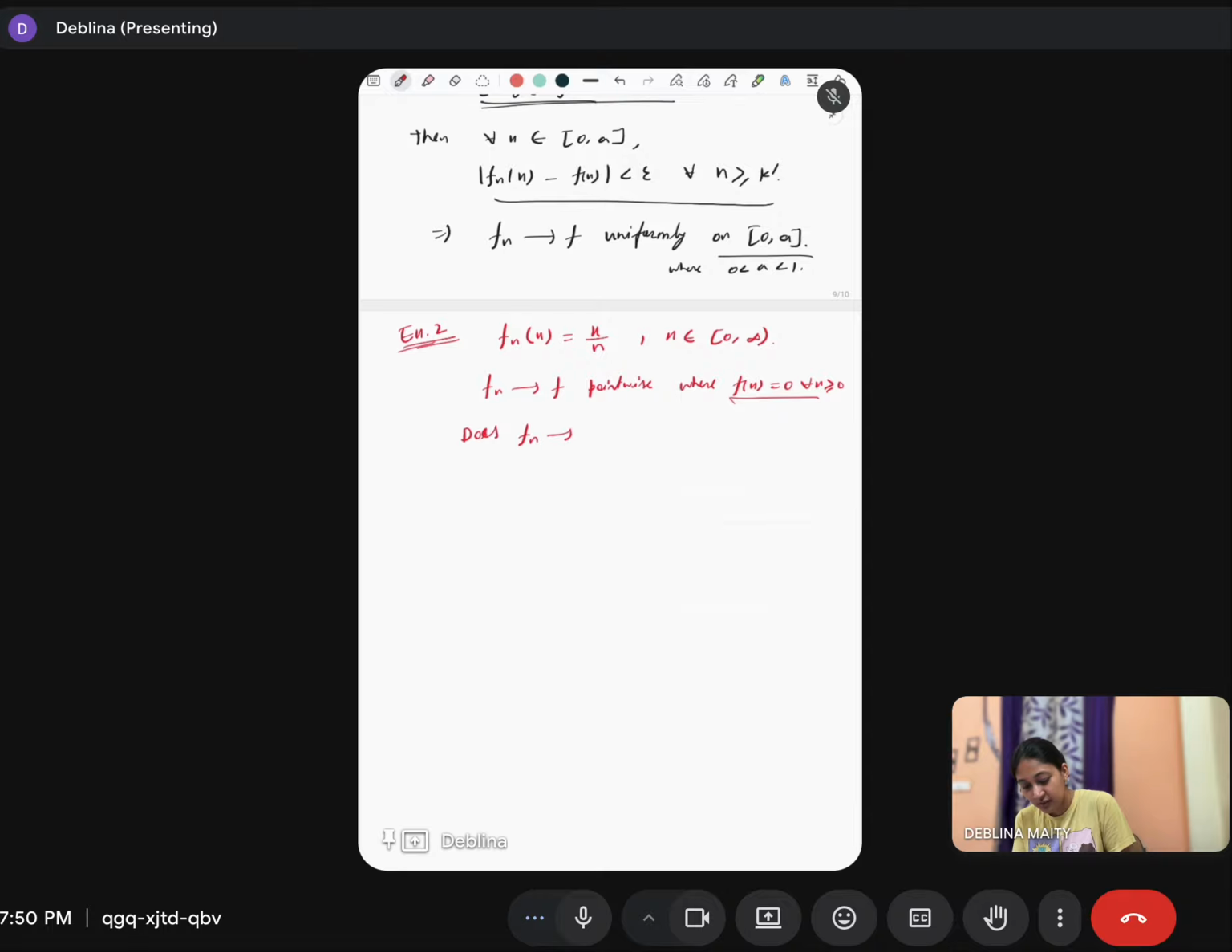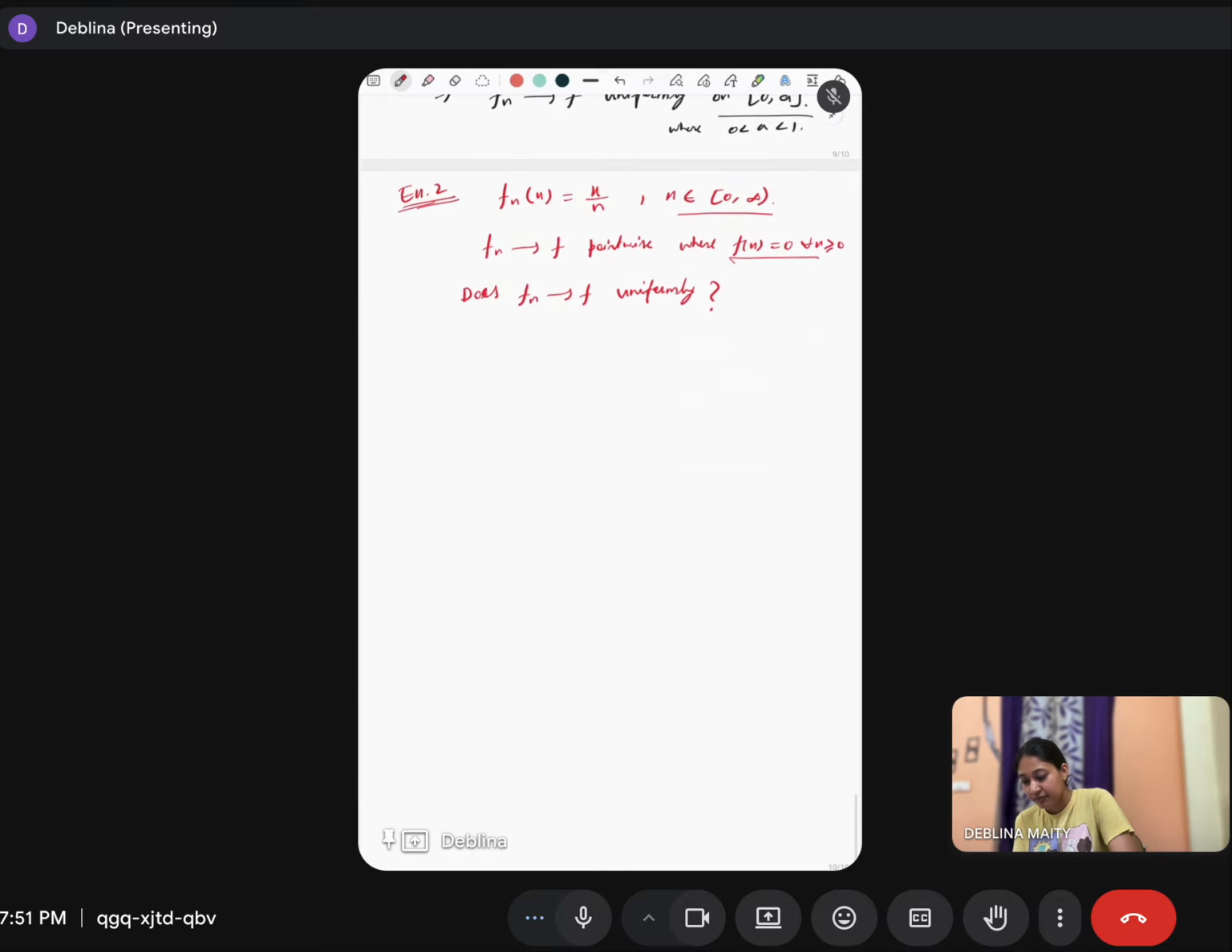Converges to f uniformly, and if not, where it is uniformly convergent. If it is not uniformly convergent in the whole domain 0 to infinity, then can we find a subportion of this interval where it is uniformly convergent? We'll check this.